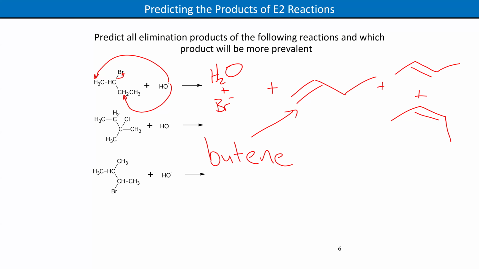So the first thing is the suffix changes. Instead of -ane, it's -ene. So anytime you see -ene, you should be thinking carbon-carbon double bond. And then you just need to specify where that carbon-carbon double bond is, if there's more than one place it can be. So this first example is 1-butene.